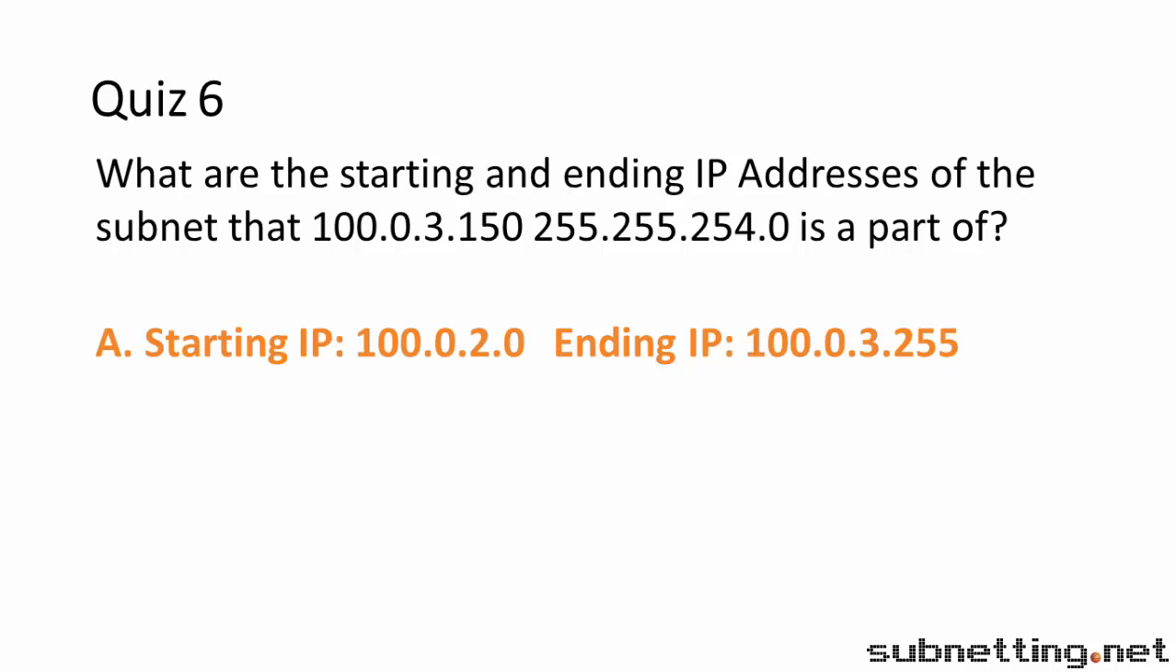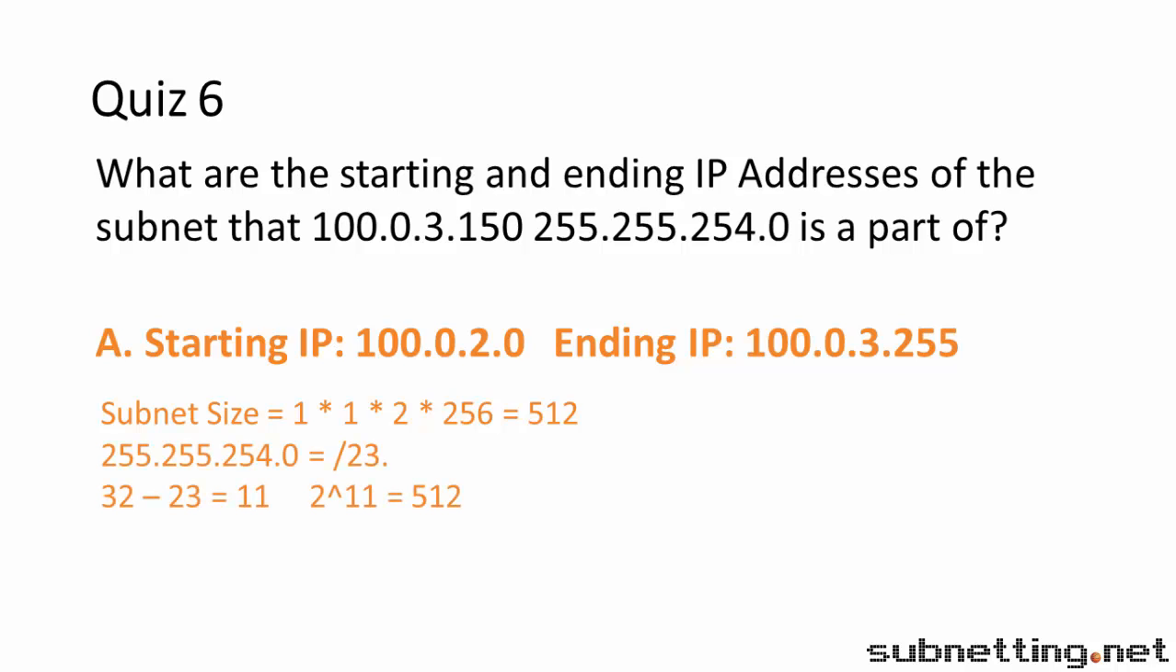Let's start by calculating the subnet size. If we use the subtract each octet in the subnet mask from 256 method, we get 1 times 1 times 2 times 256, which equals 512. Or you can also calculate the subnet size by converting the decimal subnet mask to shorthand notation, which is /23. 32 minus 23 equals 11, and 2 to the 11th power is 512. So for a subnet size of 512, let's write down the possible starting IP addresses.